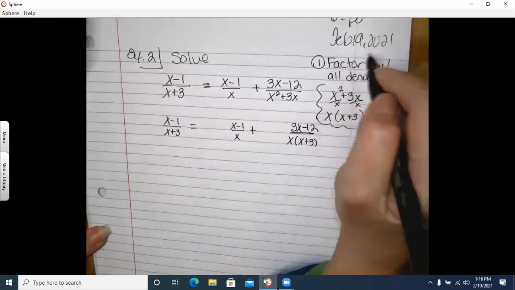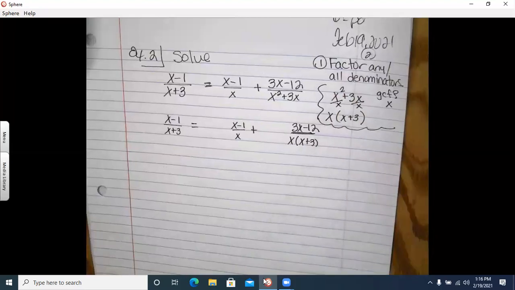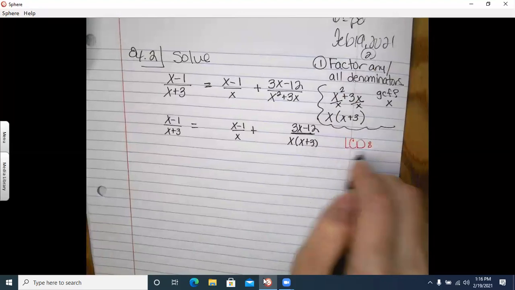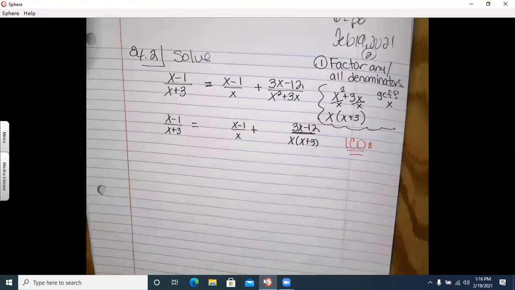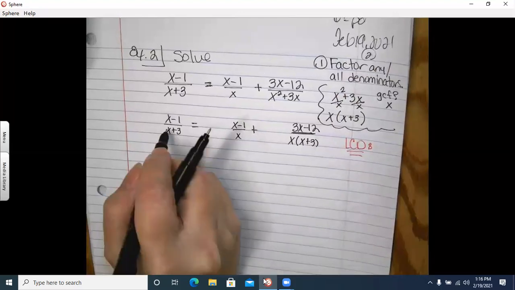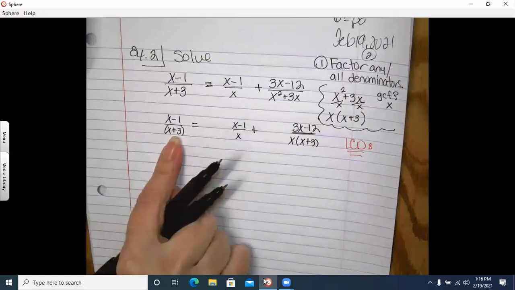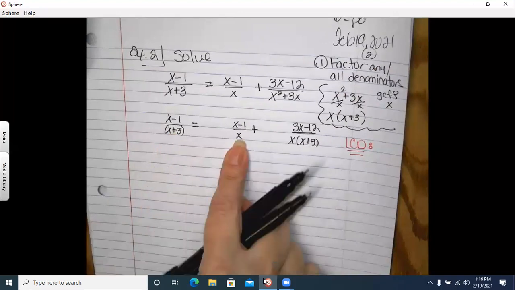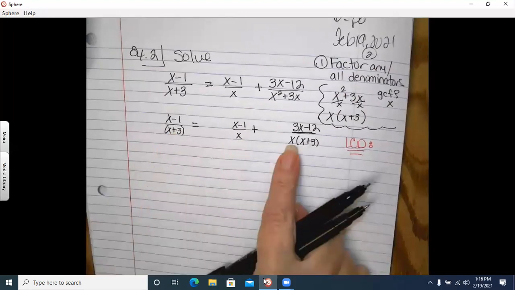All right, let's figure out what that LCD is. I'm telling you, this is the hardest part for kids, okay? This first fraction has a factor of x plus 3. Those two terms go together. That's not two separate factors. We know a binomial goes together, right? So I've got a factor of x plus 3. I've got a factor of x. The last one, I have an x and x plus 3. I only need to include one of each factor unless I have two of the same factor in the same fraction.